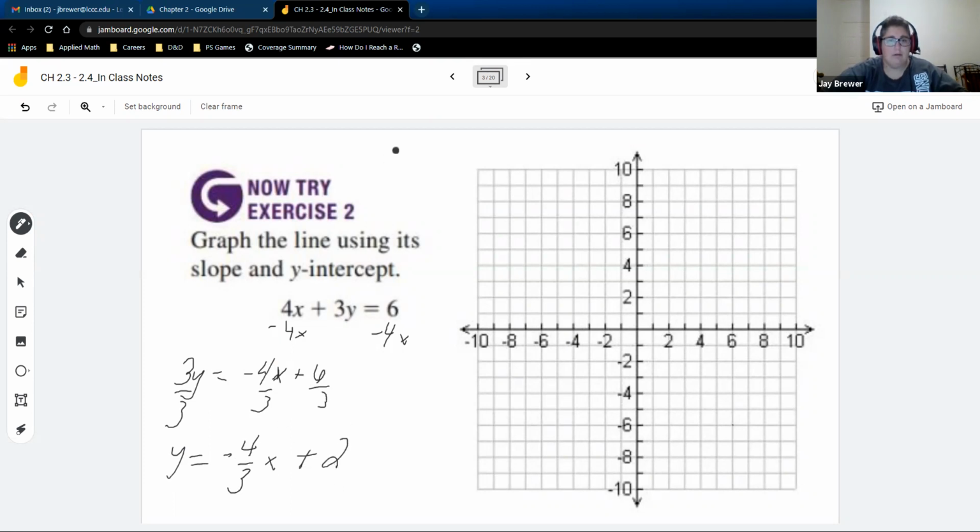So our slope here is going to be negative 4/3. And our y-intercept point is going to be (0, 2). So let's come in here. We go to (0, 2). All right. And then we're going to use our slope. So we're going to go down 4 and to the right 3. Okay. We could also go up 4 and to the left 3.